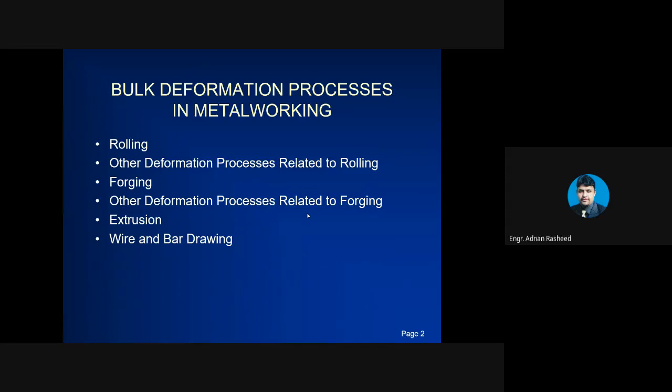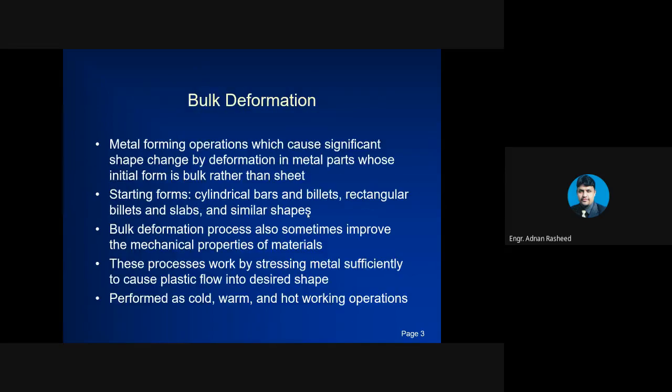That will contain rolling and other deformation processes related to rolling, then forging and other deformation processes related to forging, and then extrusion, then wire and bar drawing. So basically, bulk deformation process is the metal forming operation which results in significant change by deformation in metal parts whose initial form is bulk rather than sheet.